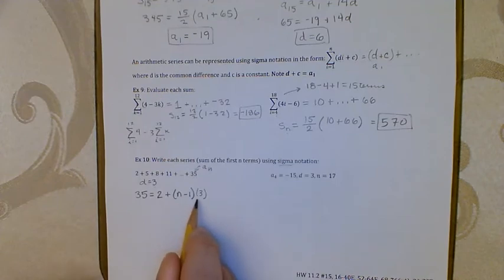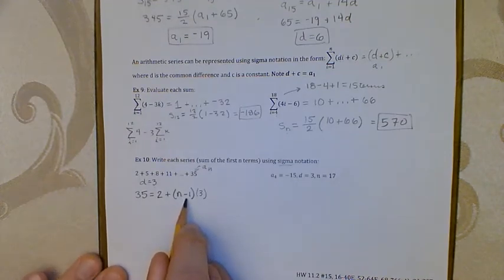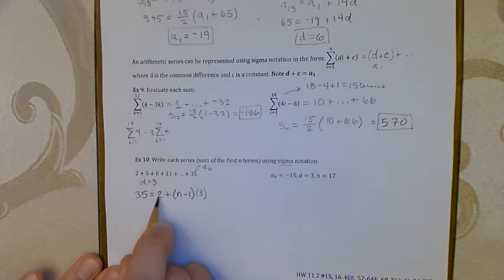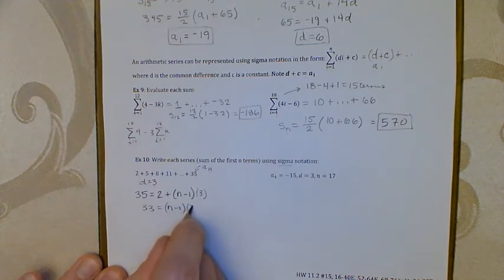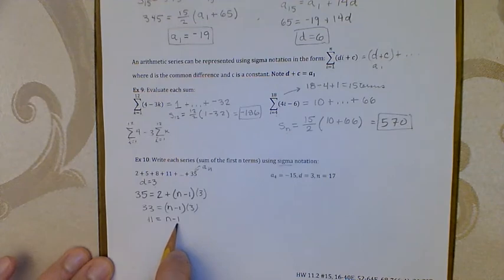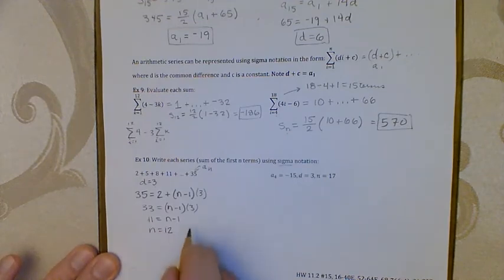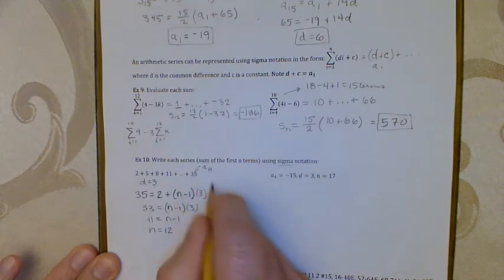So in this formula, we could solve this for n. We simply are going to do what? Subtract 2 first. We get 33 equals n minus 1 times 3. We divide both sides by 3. 11 is equal to n minus 1. And then we simply add 1. So n is equal to 12. So we know that this thing really is a sub 12.